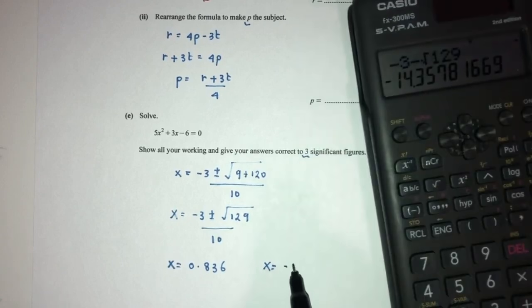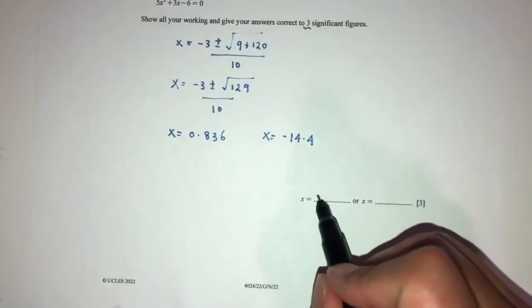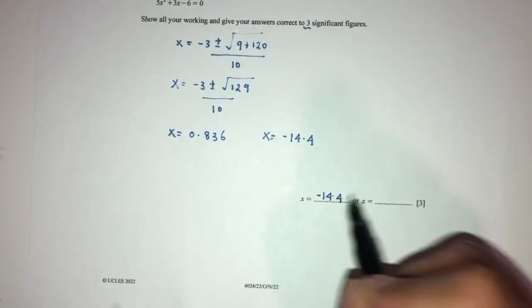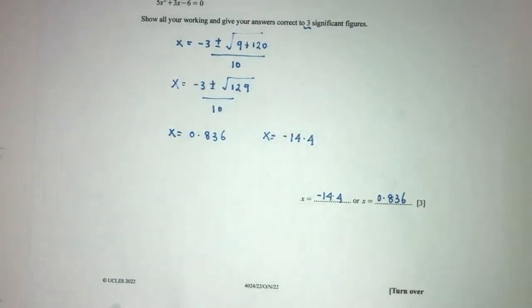That should be minus 14.4, correct to 3SF, right? So your answer here could be minus 14.4, or it could be 0.836. That could be one of your answers. And this is your question number 8.